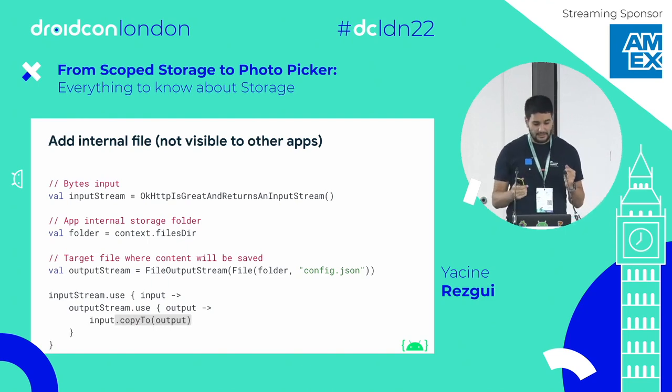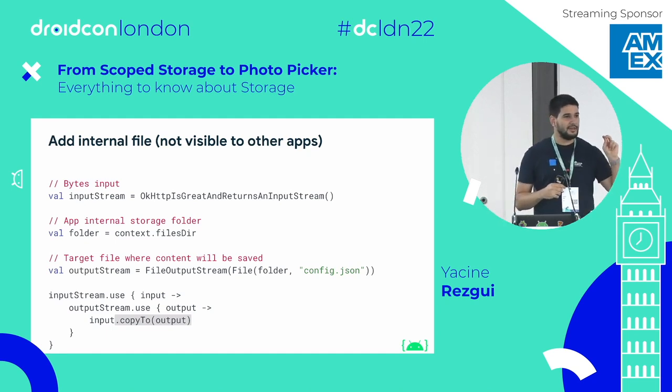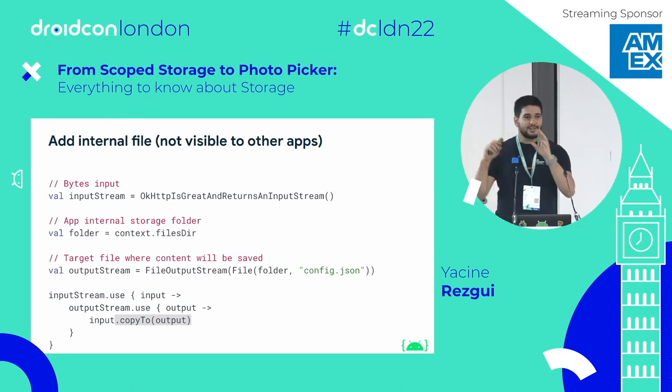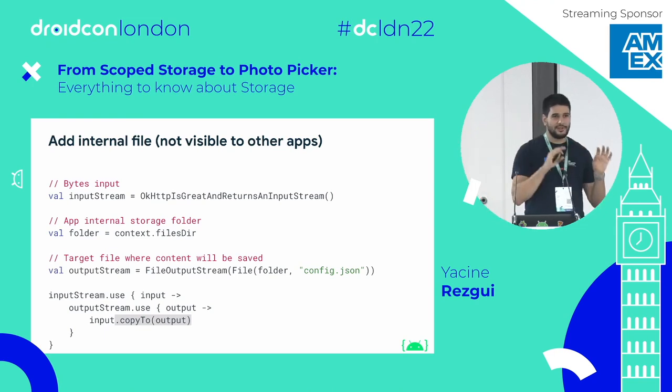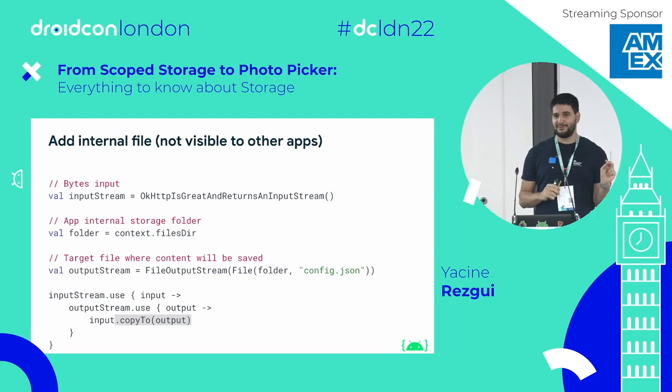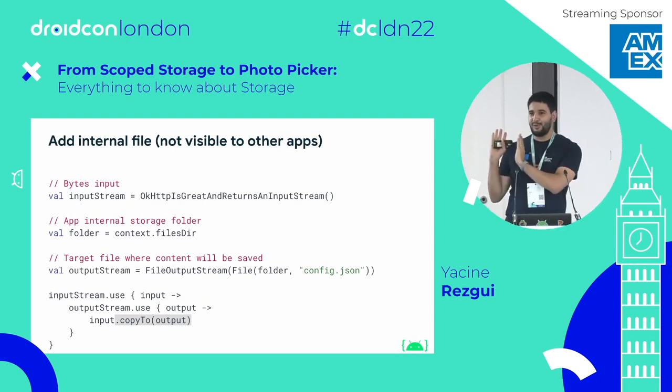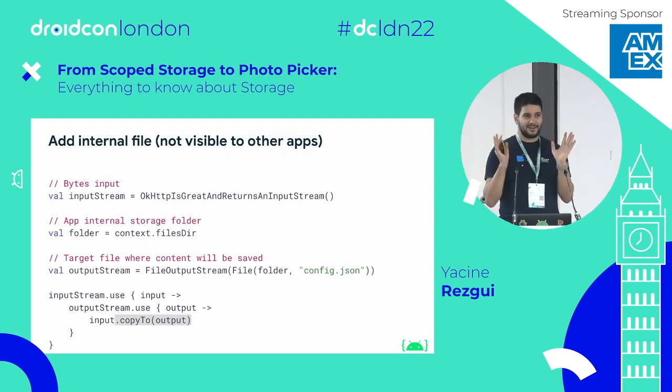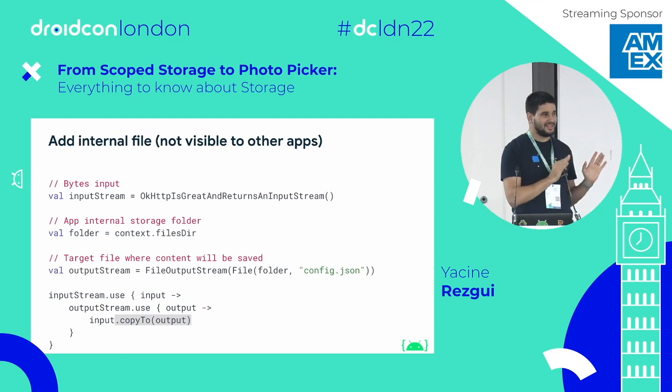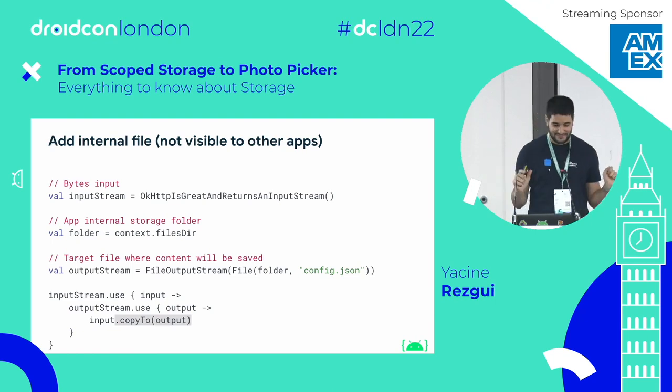And in Kotlin, we have an amazing extension function, which is .copyTo. I kept looking online, and people still do a while loop with a buffer size, trying to copy the bytes from one place to another. .copyTo just does that for you. So that's all you need to download a file, copy it to your internal storage, and voila, it works.